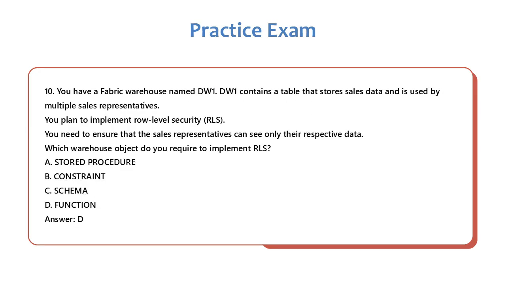10. You have a Fabric warehouse named DW1. DW1 contains a table that stores sales data and is used by multiple sales representatives. You plan to implement row-level security, RLS. You need to ensure that the sales representatives can see only their respective data. Which warehouse object do you require to implement RLS? A. Stored procedure. B. Constraint. C. Schema. D. Function. Answer: D.